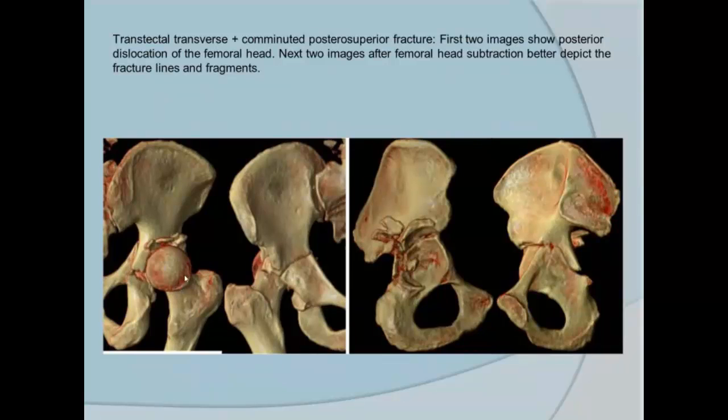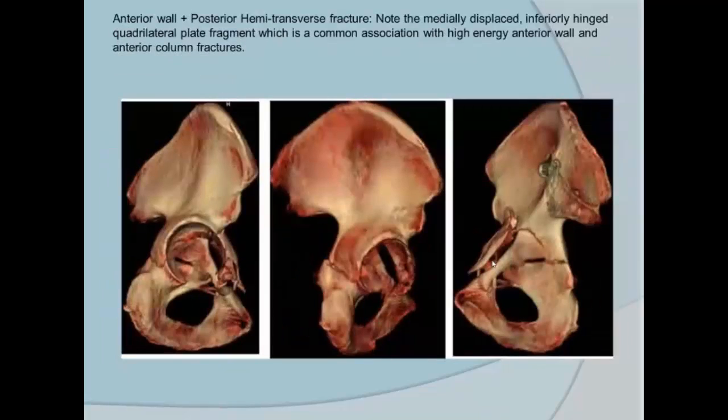After subtracting the femoral head, you can see the geometry of the fracture, the fracture fragments, and also from the medial side, how comminuted this fracture is. Then there is an anterior wall plus posterior hemitransverse fracture. You can see the medially displaced, inferiorly hinged quadrilateral plate.